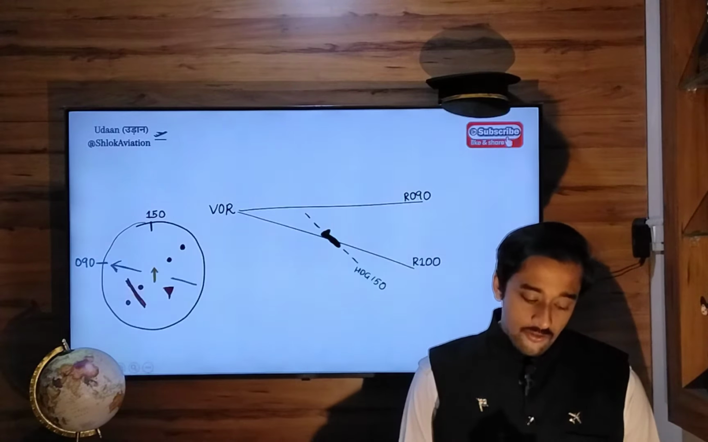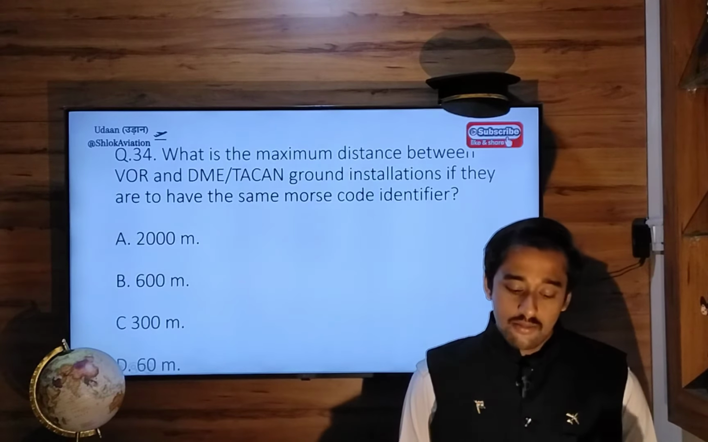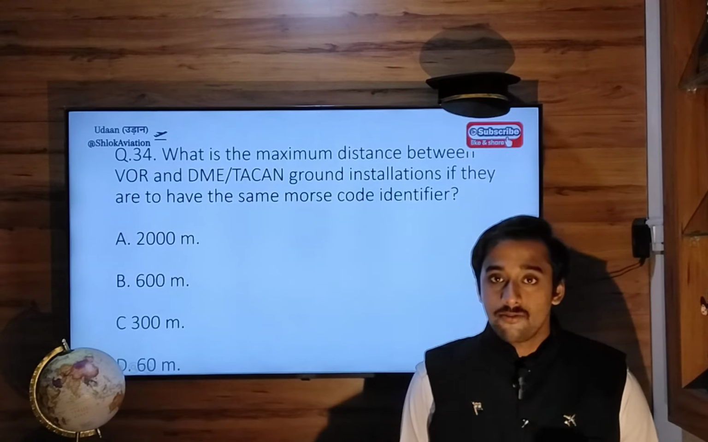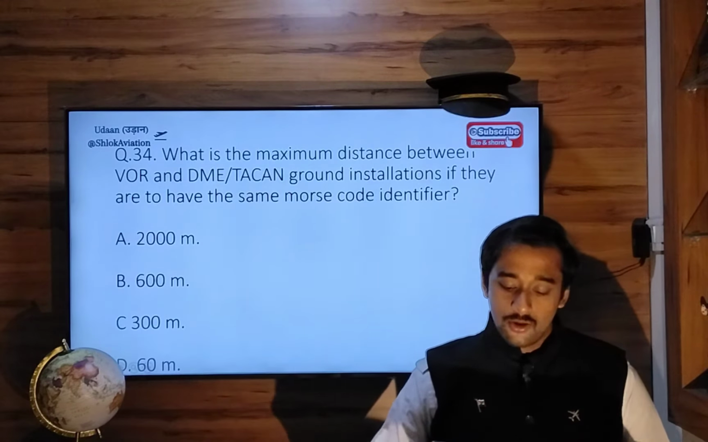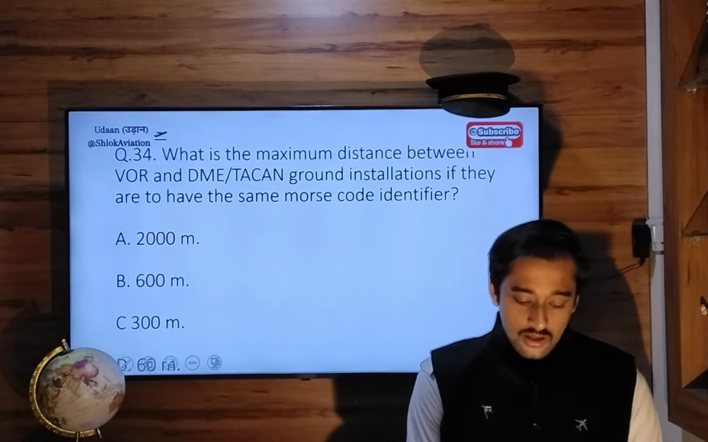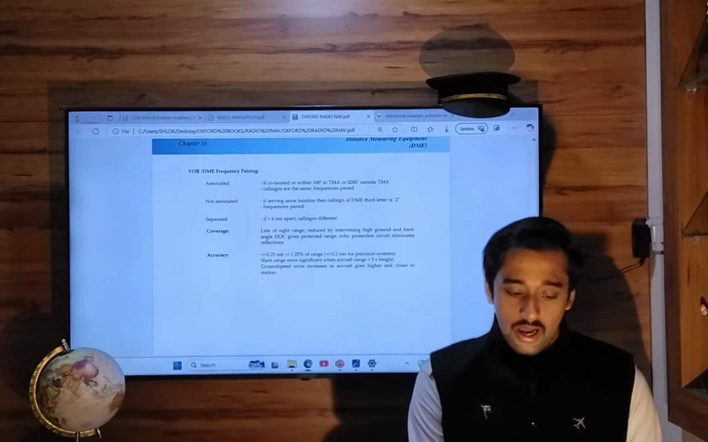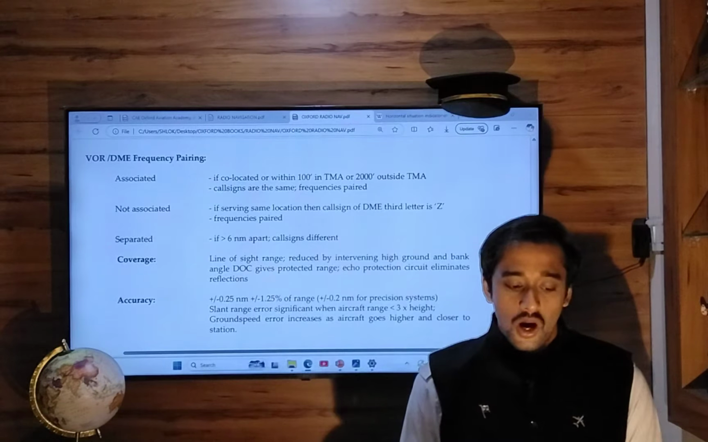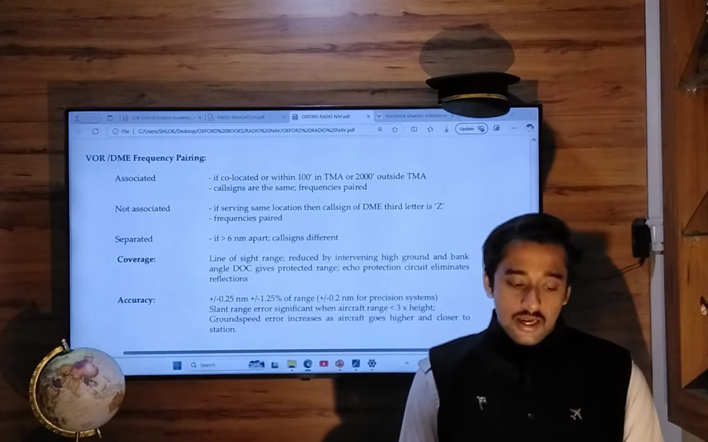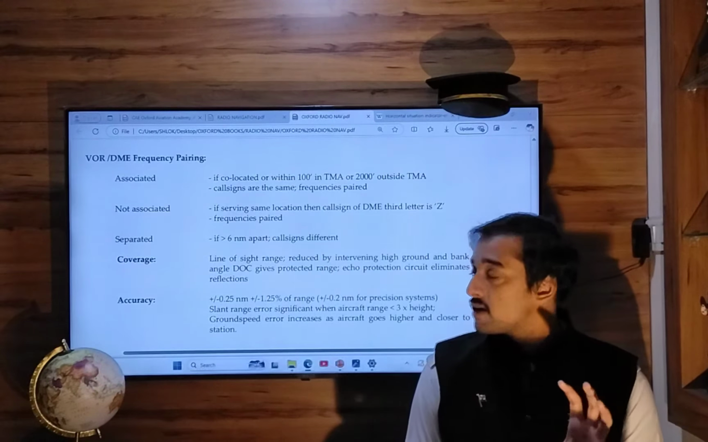Let's go to question 34. What is the maximum distance between VOR and DME facility if they are to have the same Morse code identifier? So to do this, you have to do the DME chapter. The DME chapter 282. You have this VOR DME frequency pairing on the last page of the chapter. Here they have told us all the information of VOR DME combination.